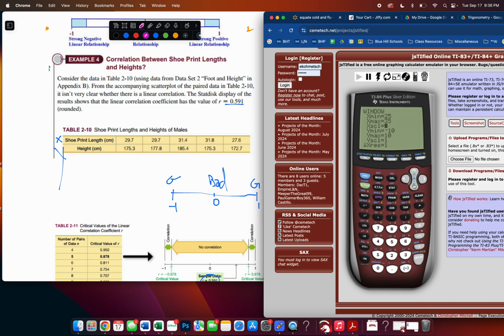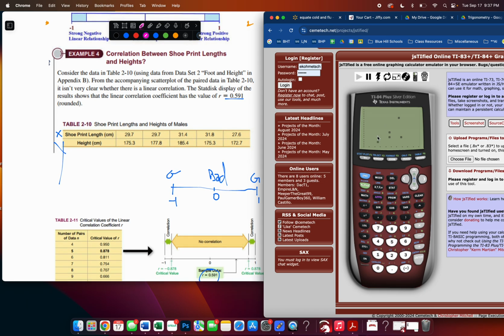Okay. My y values, my lowest y value is 172. So let's go 170. And let's go 190 for my highest y value. Okay. Now if we go graph again, there they are. Right, there's all my 5 data points. Still doesn't really look like a very good linear correlation. Whatever, it'll be fine. All right. Now I've graphed it. I can see all of the things. Now I want it to make me the equation.